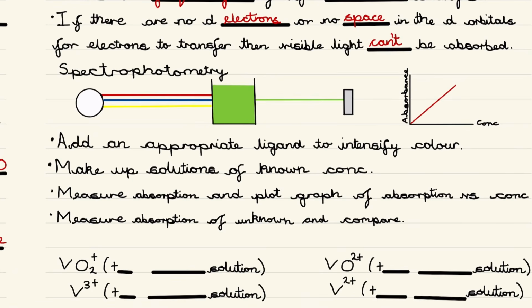Now to measure the concentration of a solution, we can use spectrophotometry. So what we can do is we shine white light through the sample and it hits a detector. And this detector measures the absorbance of light. So the steps are: we add an appropriate ligand to intensify the color. Then we make up solutions of known concentrations. We measure the absorption and plot graphs of the absorption versus the concentration. So when we do this, we plot a line like this. Then we measure the absorption of the unknown solution. So let's say we get somewhere here. We can go on this line and then go down to check what the concentration of that solution is.